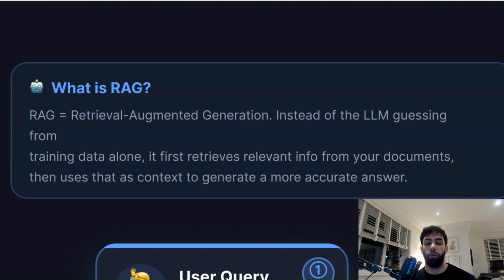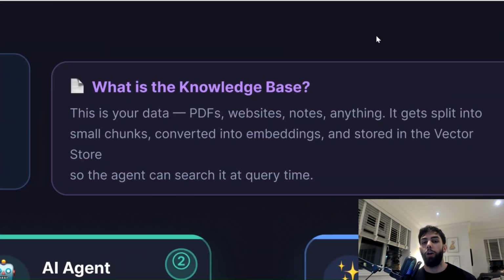RAG stands for something called Retrieval-Augmented Generation. And essentially, instead of an LLM guessing on your company's information or a business's information, it will look at an information knowledge base and it will gather its information from here to give an answer filled with context. So, how do we do this? We need to upload some form of knowledge base that we give our AI agent, and this can be in the form of PDFs, websites, notes, etc.